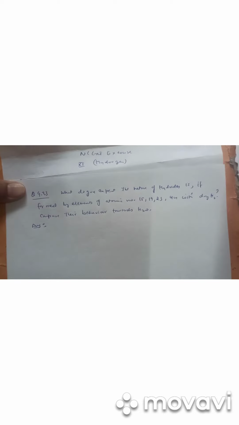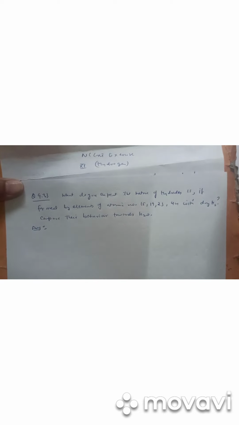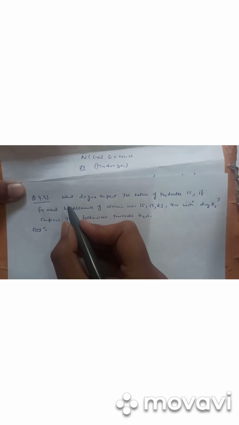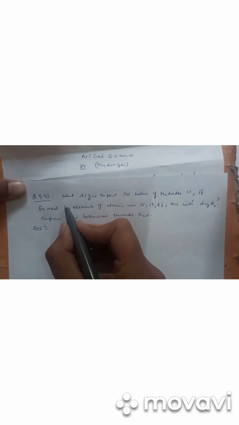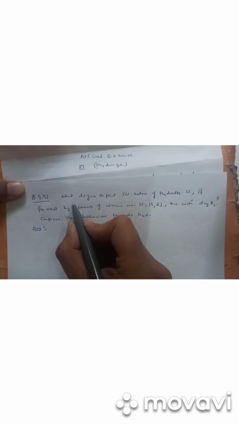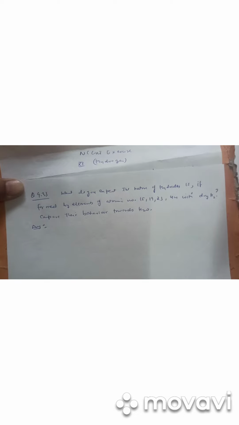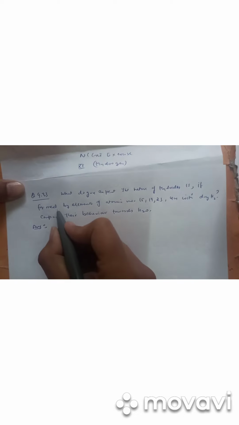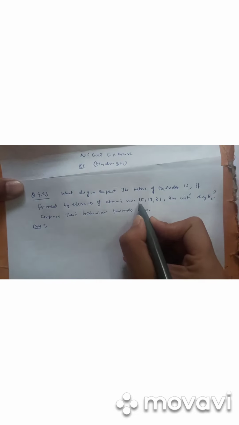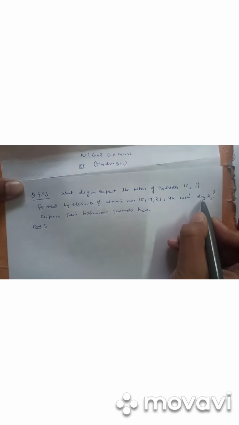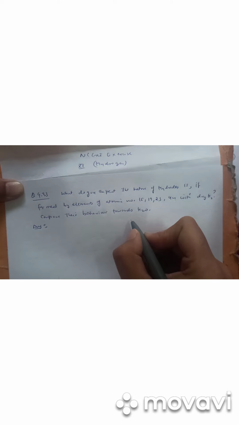Hi students, in this video I'm going to explain NCERT exercise of 11th class hydrogen chapter, NCERT exercise 9.33. The question is, what do you expect from the nature of hydrides if formed by the elements of atomic number 15, 19, 23, 44 with dry hydrogen, and compare their behavior toward water.